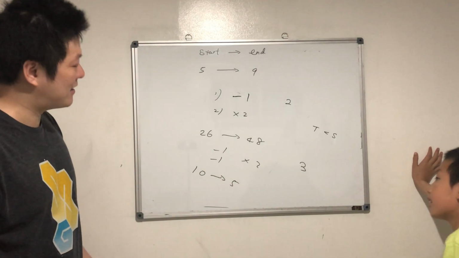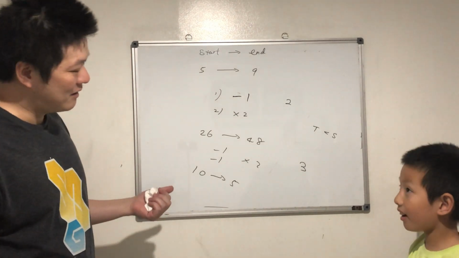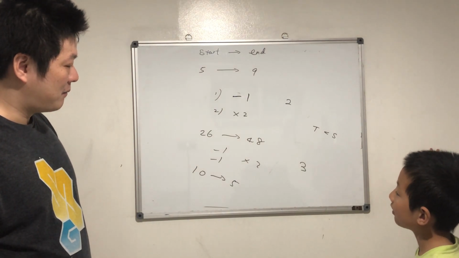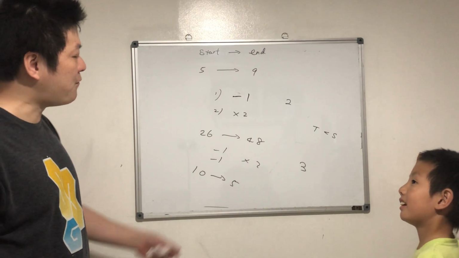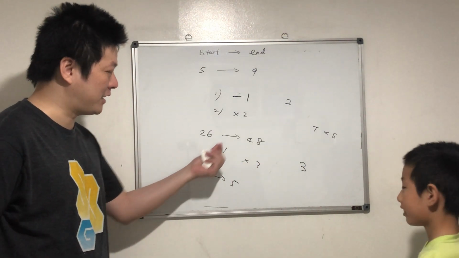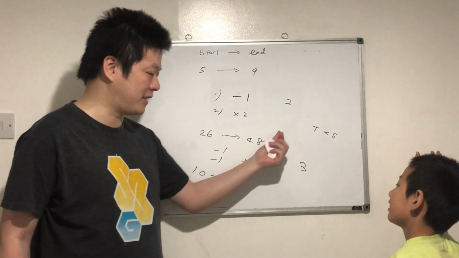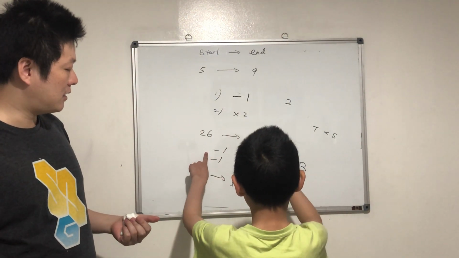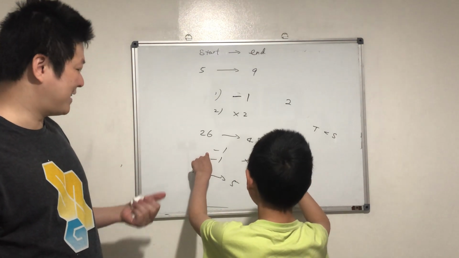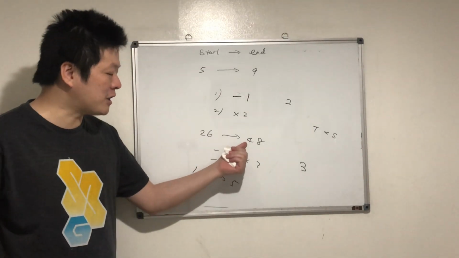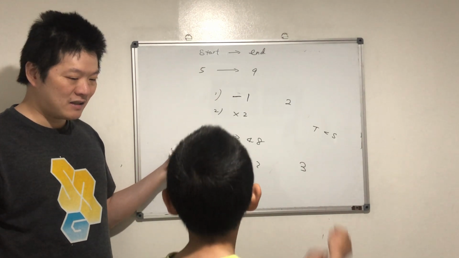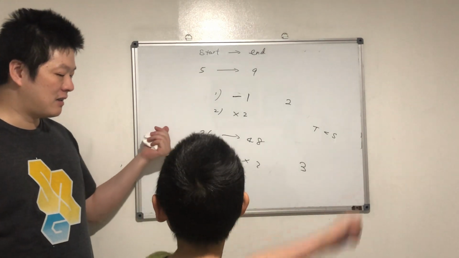Okay, so I give you the hint. If the target is smaller than the start, we can only subtract the difference. So this is subtract and this makes it smaller, this makes it bigger. That's right. So look, if we want to convert 48 to 26, it has 22 difference.